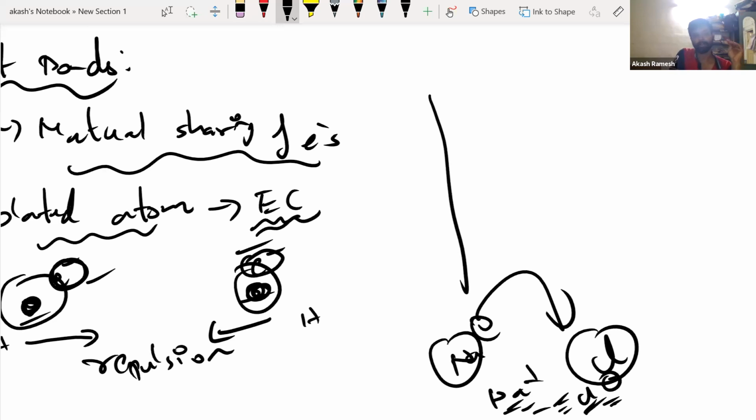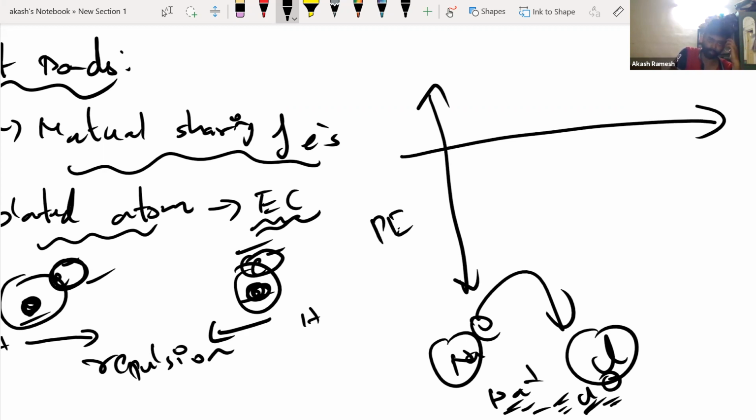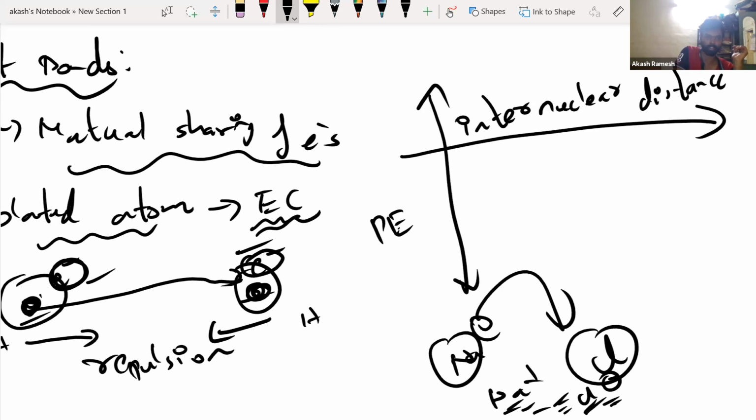Okay. So whatever I explained to you now in terms of attraction, repulsion, stability, minimum energy, bond formation, all these things can again be explained in the form of a graph. So the graph goes like this. This is my potential energy of the system, the energy of two hydrogen atoms together. And on the other axis, I am going to take the internuclear distance, basically the distance between this nucleus and this nucleus.